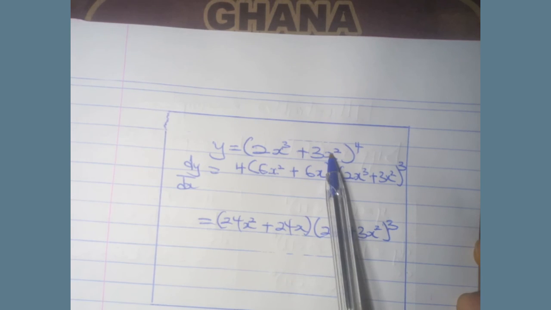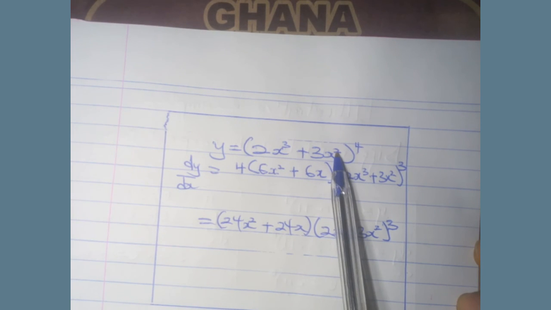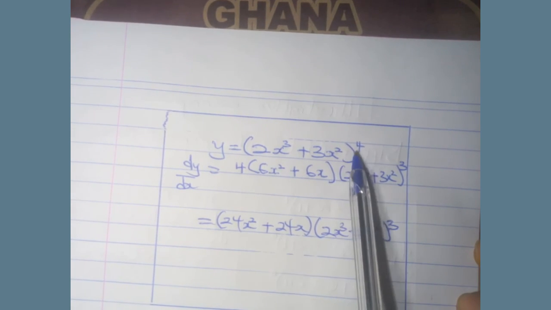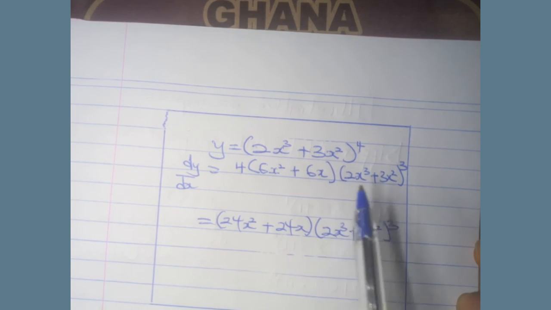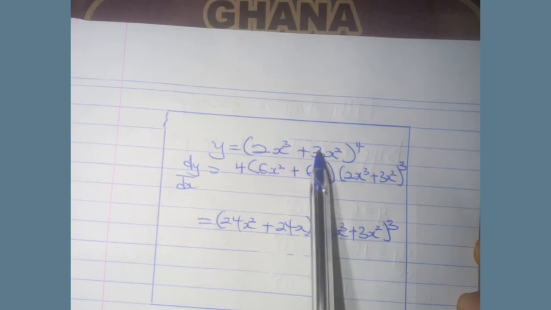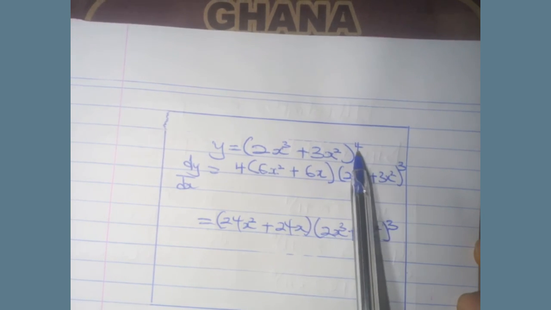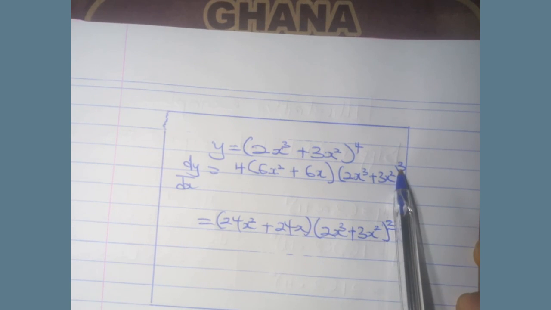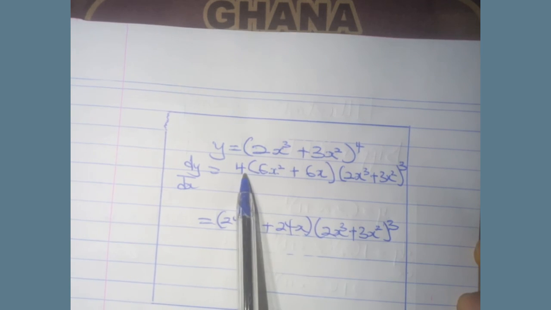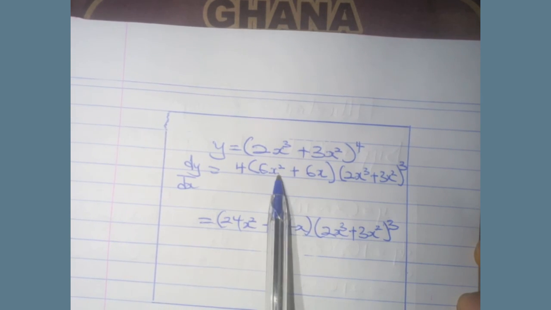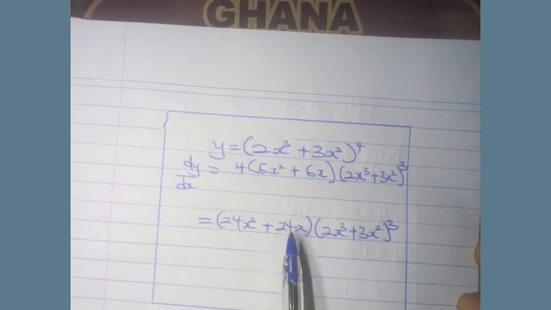And this x has power 2. So this 2 is reduced by 1. That's 2 minus 1, which is x. After that, you multiply by the whole of this one. And you reduce this power by 1, which is 4 minus 1, and I got 3 over here. So 4 times 6 is 24x squared plus 4 times 6 is 24x. And you multiply by this one. So this is how we differentiate a function in this form. Okay.